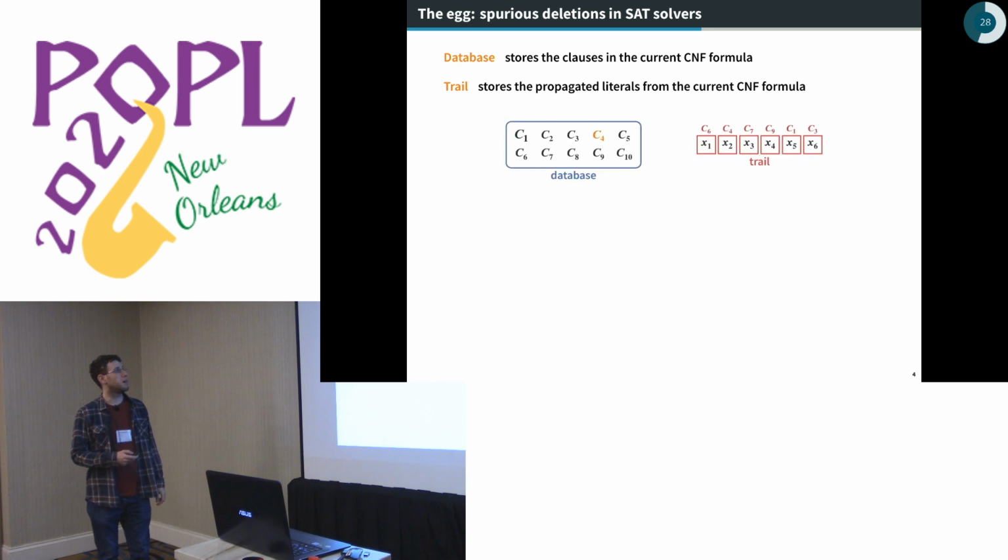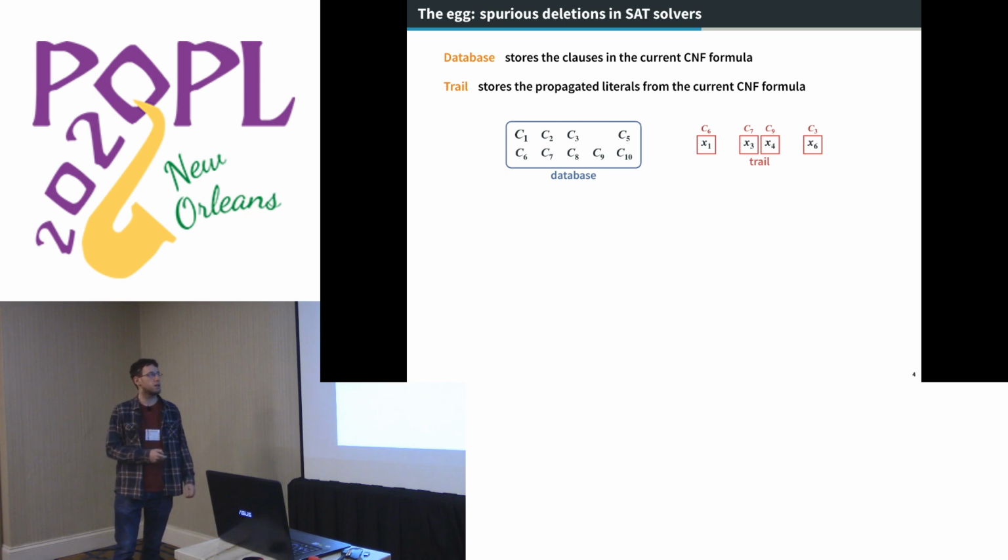Right, so what happens if I want to delete this clause? Well, I'm going to delete the literal X2 that got propagated by C4, right? Because that will not be propagated anymore. And maybe some others that used X2 to propagate, right? So I will end up in this situation, for example.